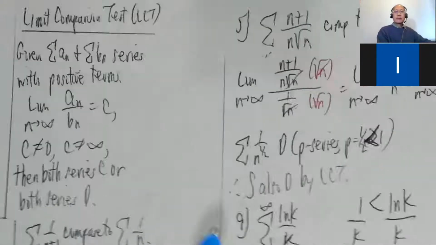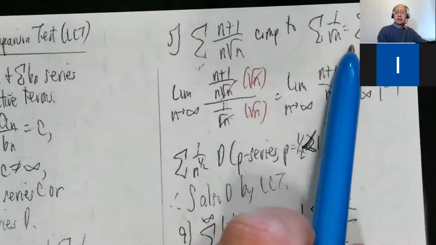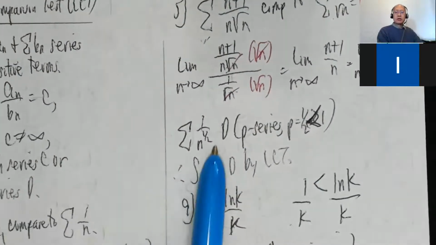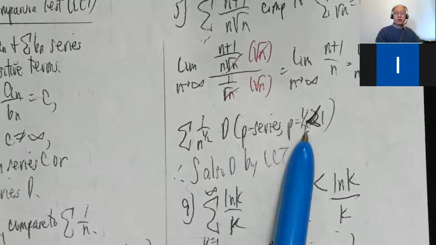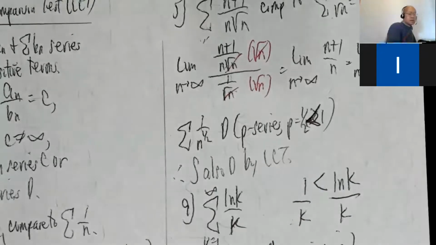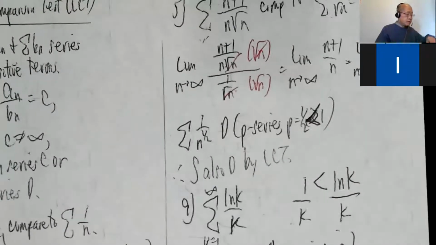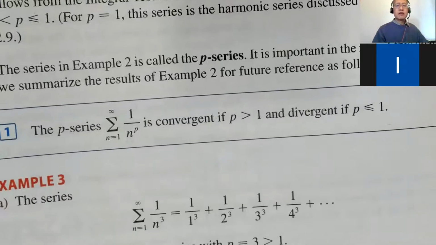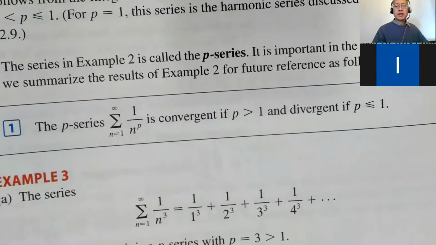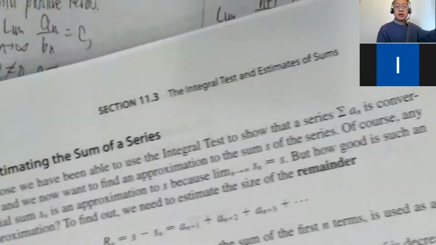So whatever happens to one happens to the other, but I know what happens to this. Summation of 1 over n to the half diverges because that's a P series where P is a half, and that's less than 1. Rule for P series. Let's see if I can resurrect that back here. That was section 3, page 722. P series, summation of 1 over n to the P, convergent if P is greater than 1, divergent if P is less than or equal to 1. That was on page 723.